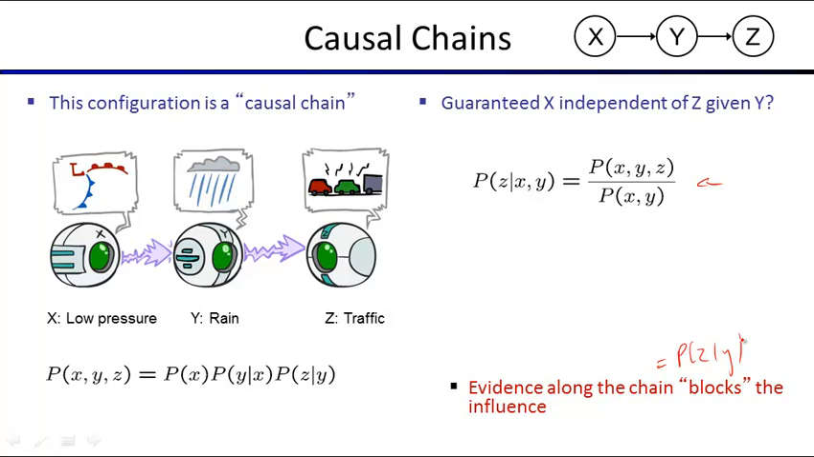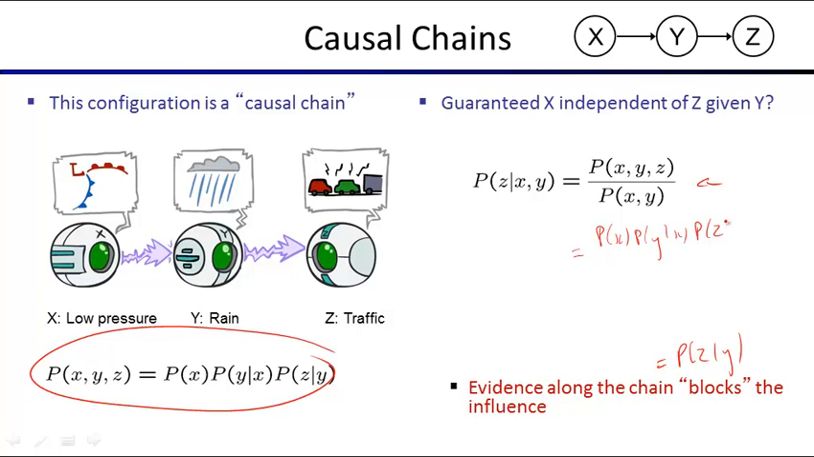What do we have to work with? This expression over here. So let's sub it in. We have p of x, p of y given x, p of z given y, divided by p of x comma y. What's the expression for x comma y? That is p of x times p of y given x. That's actually always true for the joint between x and y. Things cancel out. And indeed, we find p of z given y. So we just showed, doing a little bit of algebra, that x is independent of z given y.